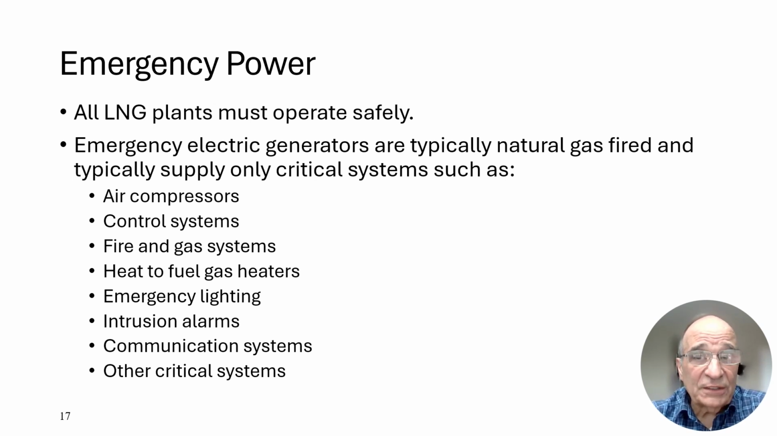I was at one LNG facility where there were 7 emergency generators. After a rather severe earthquake, none of those generators were able to come online. Emergency electric generators are typically natural gas fired and typically supply only the critical loads, such as air compressors, control systems, fire and gas systems, heat to the fuel gas heaters, emergency lighting, intrusion alarms, communication systems, and other systems that are critical to the safe operation of the plant.